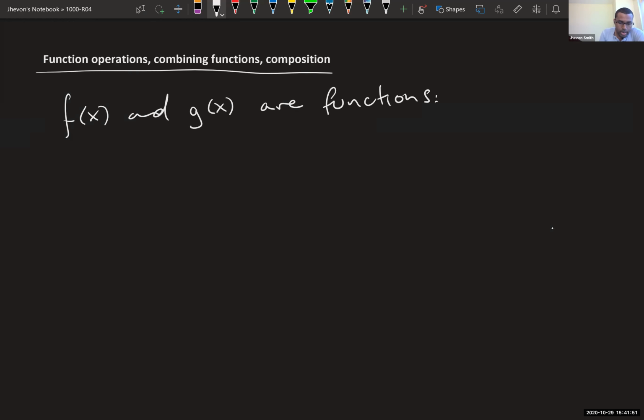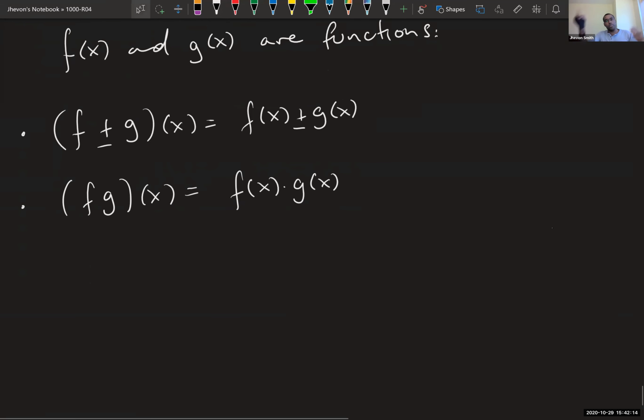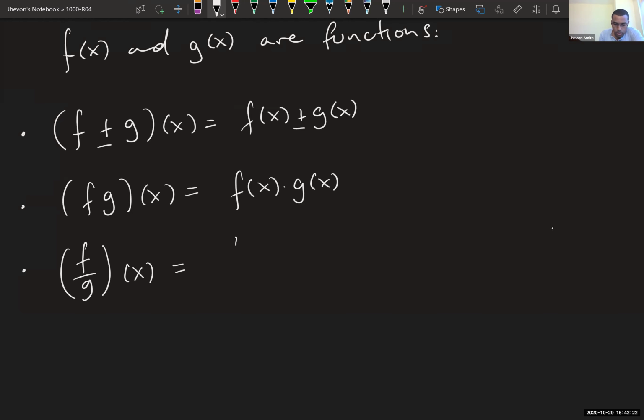We can add these functions together, and that just means add the formulas for their outputs. Same thing if you were to subtract them. We can multiply these functions together; you multiply the formulas for their outputs. And if you have parentheses, you have to expand them, and we already spoke about that. You can divide one function by another. And of course, you cannot divide by 0.